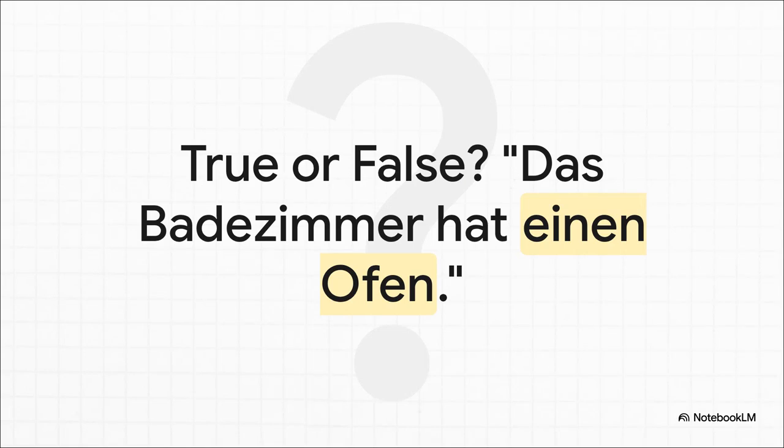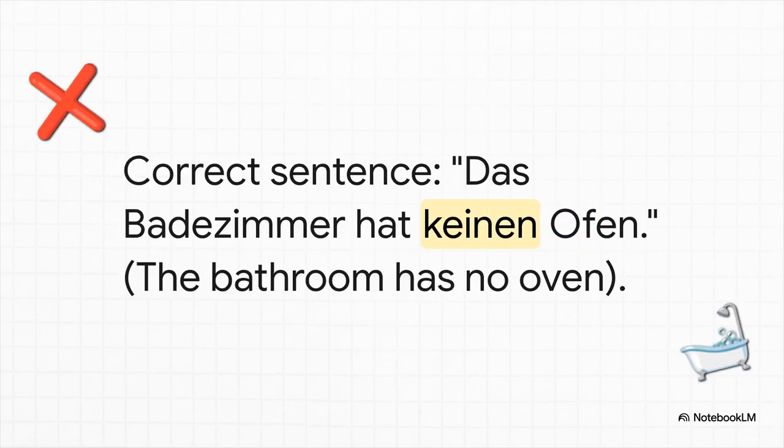All right, one last pop quiz. Take a look at this sentence. Das Badezimmer hat einen Ofen. The bathroom has an oven. True or false? Yeah, that's definitely false. And how do we say that correctly? The noun Ofen is masculine, and it's the direct object of what the bathroom has. So to negate it, we use that masculine accusative form we just learned. Das Badezimmer hat keinen Ofen. See how all the pieces click together?